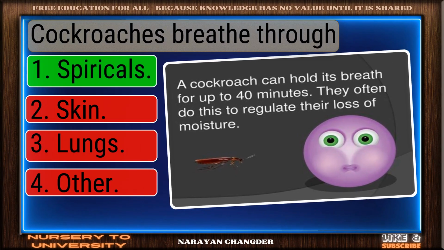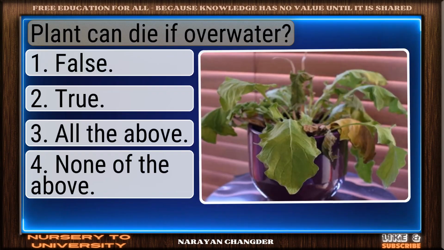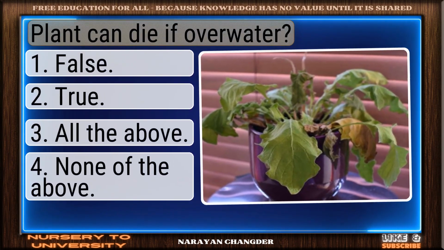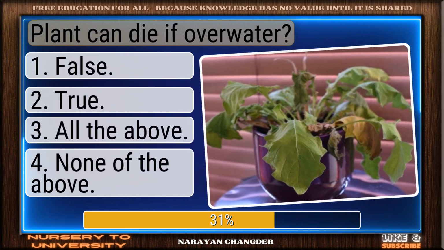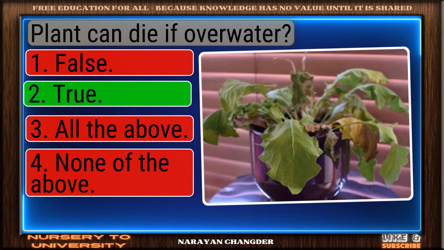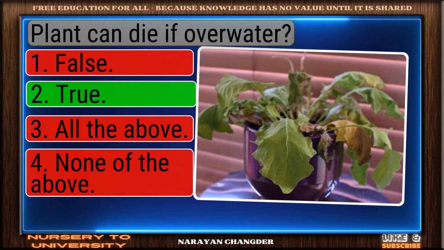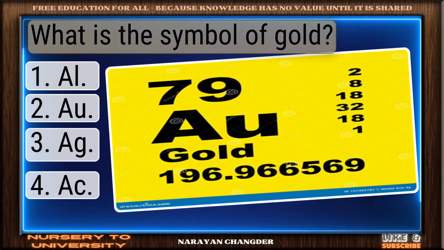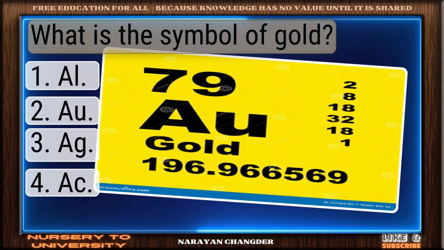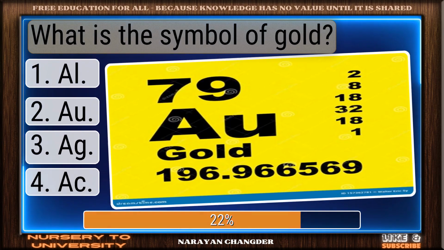Perfect. Spiracles is the correct choice. Question number 246. Plant can die if over water. Clear logic. Your choice true is sound and 100% true. Question number 247. What is the symbol of gold?